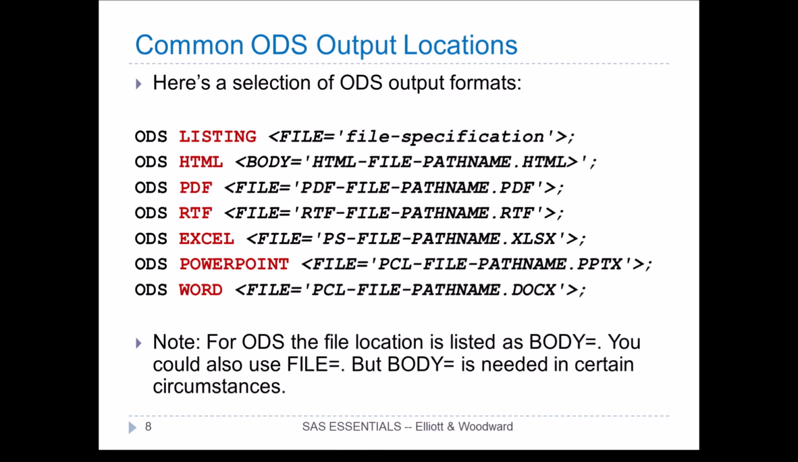Here's a listing of some of the various output formats. ODS listing is the old style format, and then we have HTML, or hypertext markup language, we'll talk about in a little bit, and the rest of these, we're going to mention them as we go along. Notice that the ODS file location is listed as body equal for HTML, and most of them are listed as file equal. We'll talk about that in a little bit, but body equal is needed for certain circumstances.